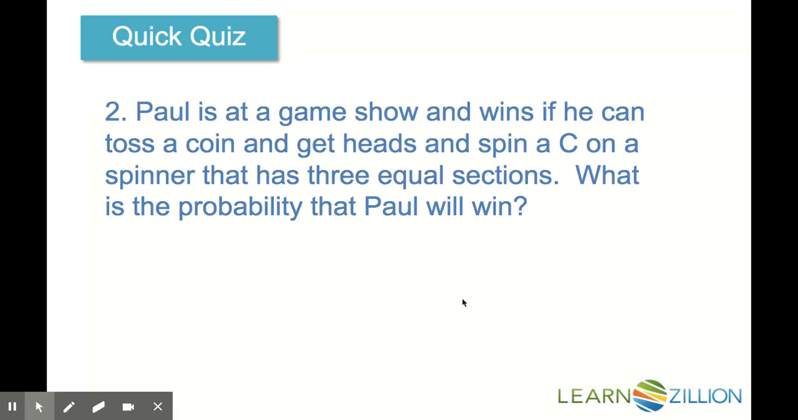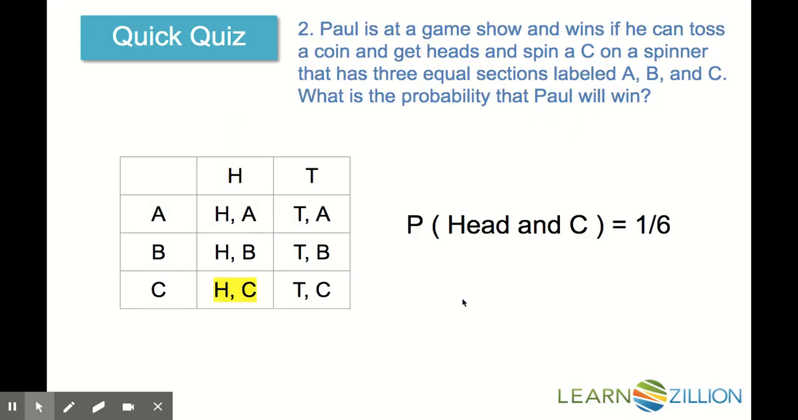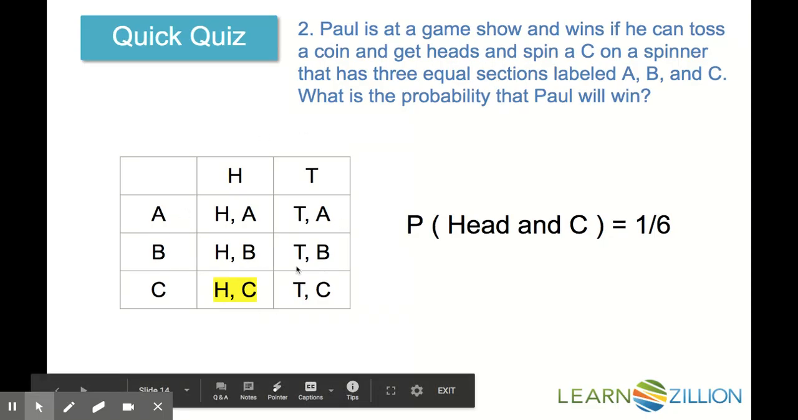Paul is at a game show and wins if he can toss a coin and get heads and spin a C on a spinner that has 3 equal sections. What is the probability that Paul will win? Well, the probability that he will win is only 1 out of 6. And I get that from my organized table.